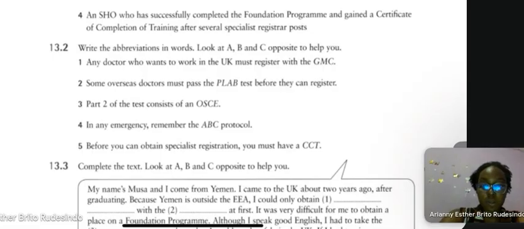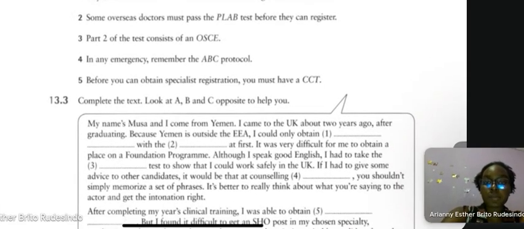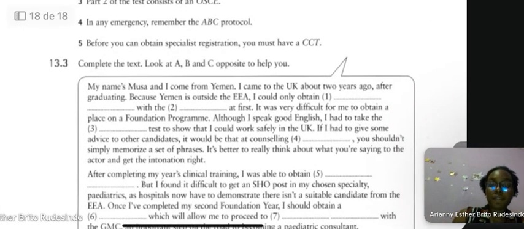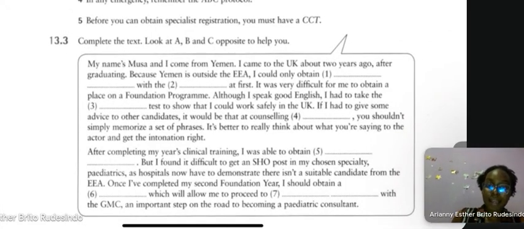Any doctor who wants to work in the United Kingdom must register with the GMC. Some overseas doctors must pass the PLAB test before they can register. Part 2 of the test consists of an OSCE. In any emergency, remember the ABC protocol. Before you can obtain specialist registration, you must have a CCT.